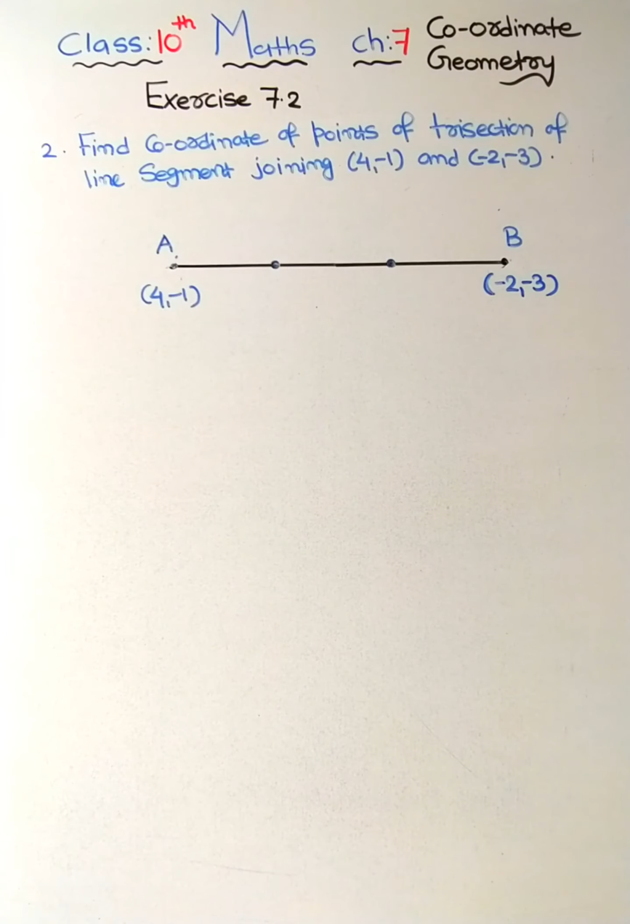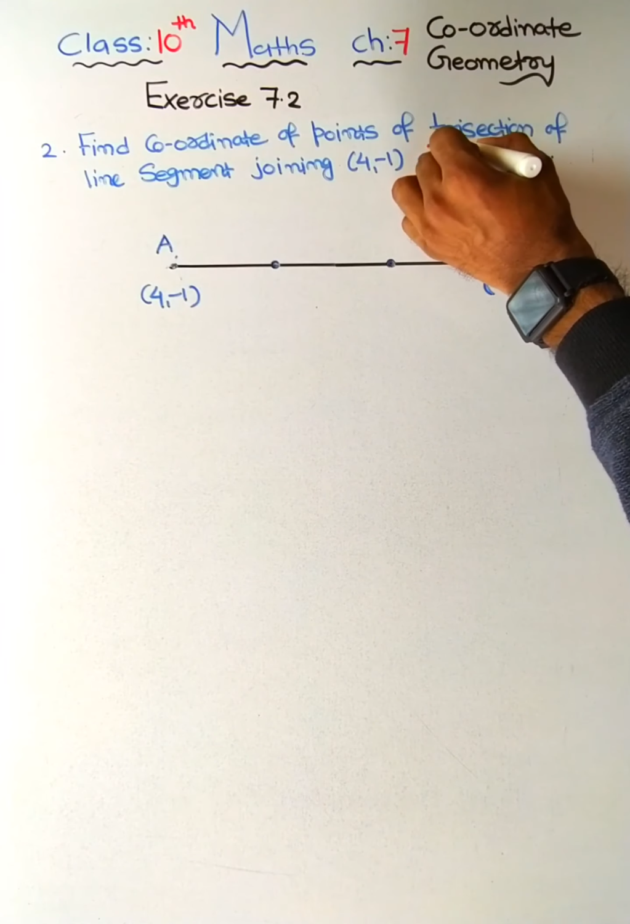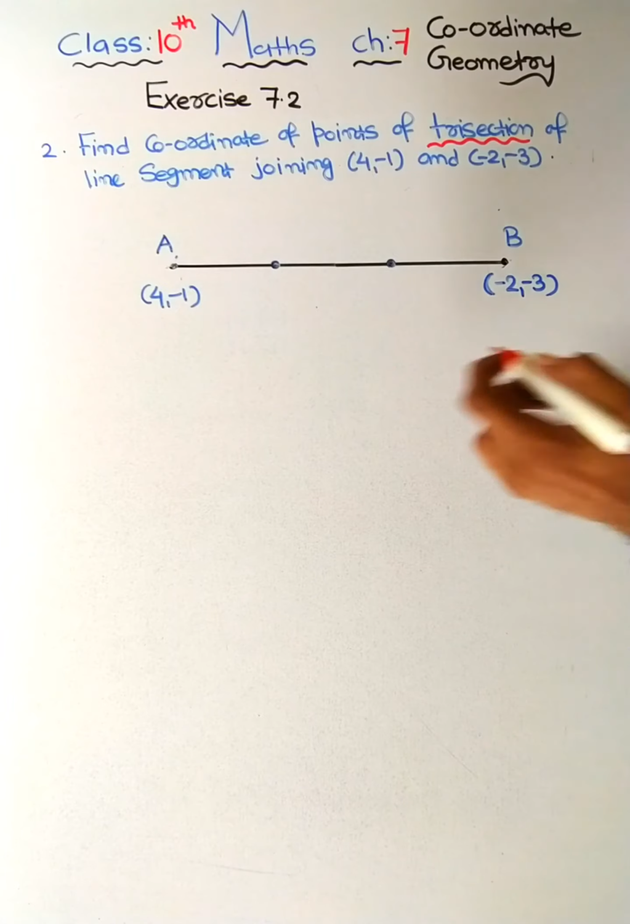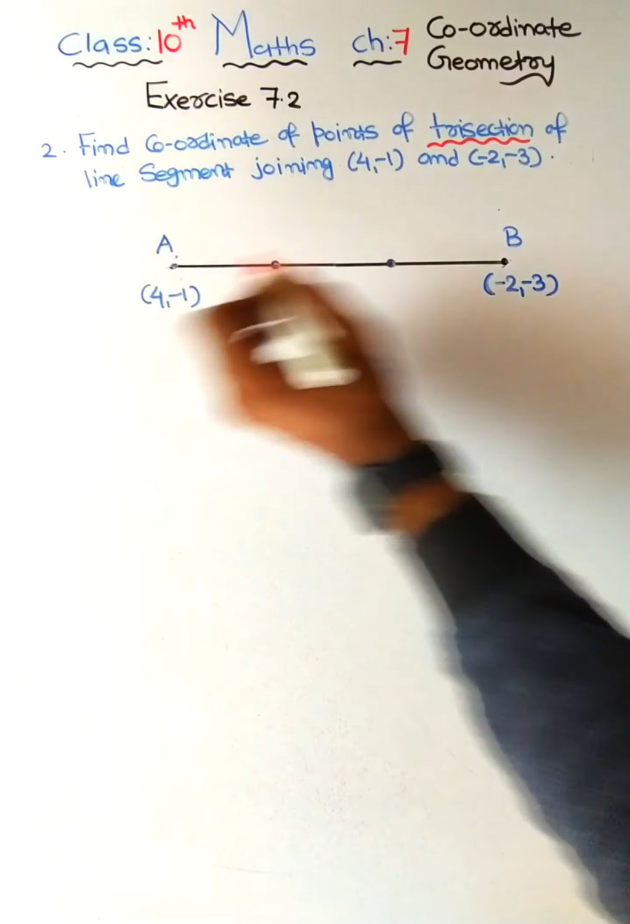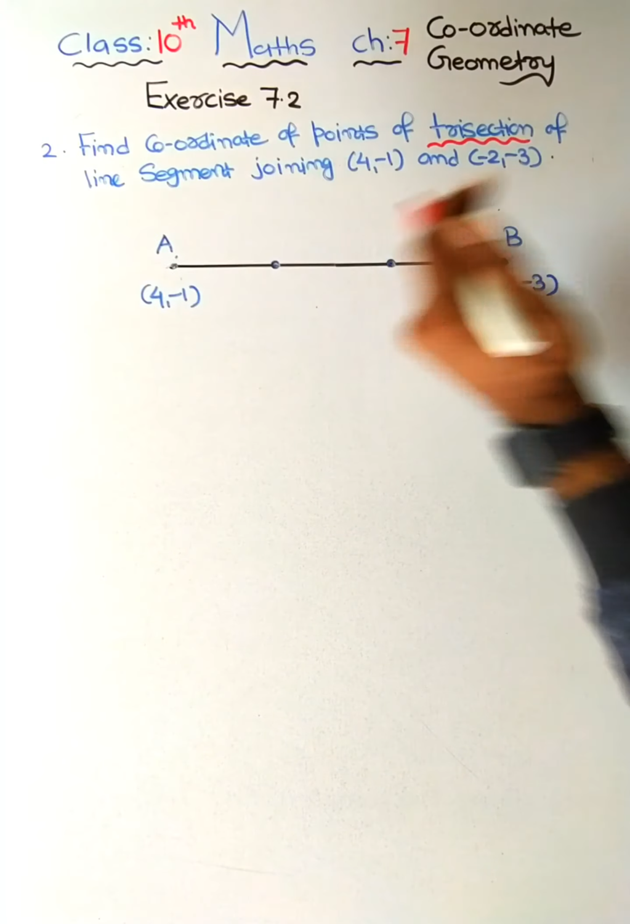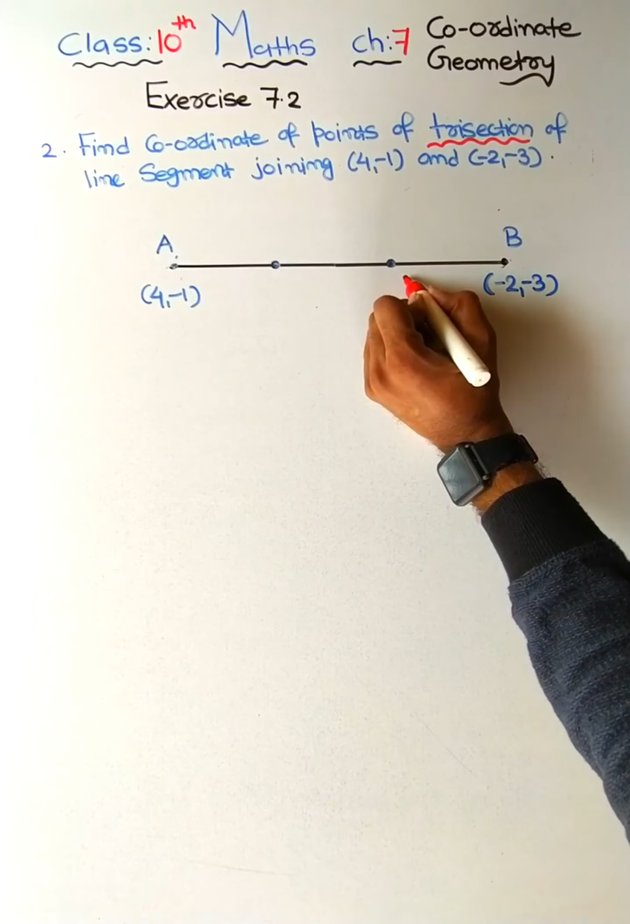Now question number 2 is to find the coordinates of the points of trisection. This word is very important, trisection: 3 equal parts of the line segment joining 4, minus 1 and minus 2, minus 3. Here you can see I have drawn a line segment AB, with 4, minus 1 and minus 2, minus 3. Now trisection, for making 3 parts we need 2 different points.